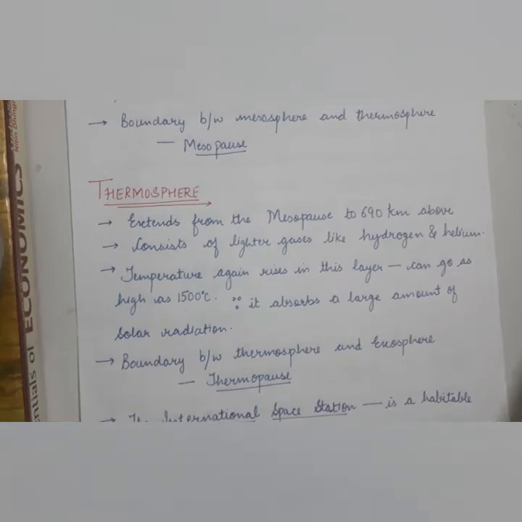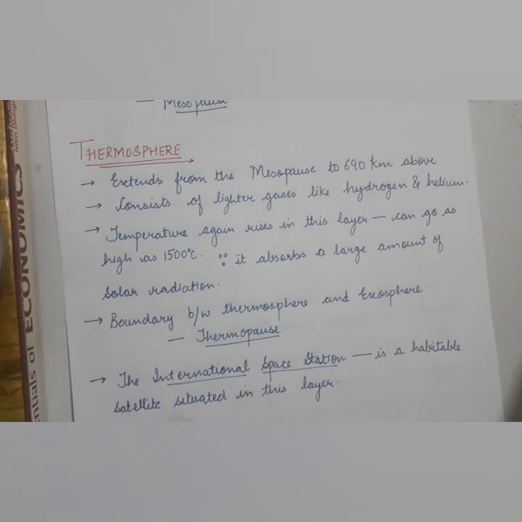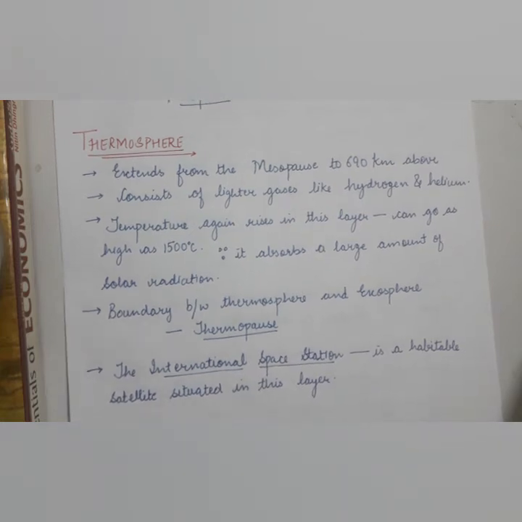Thermo is related to the temperature, and the temperature in this layer increases. This is a thing you can keep in your mind, that thermo is related to the temperature, so the temperature will rise in this. Okay, from the mesopause it extends to 690 kilometers above, and it is having the lighter gases like hydrogen and helium in this layer. The temperature, again, as I have told you, rises, but it can go as high as 1500 degrees Celsius.